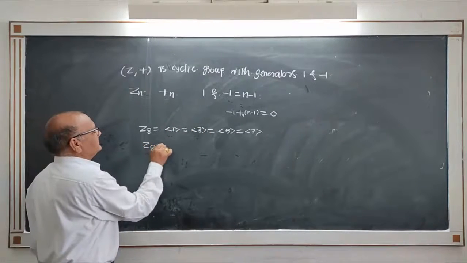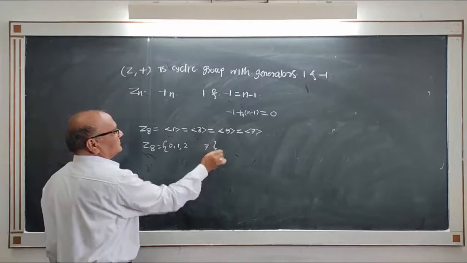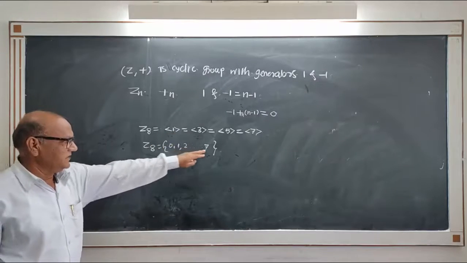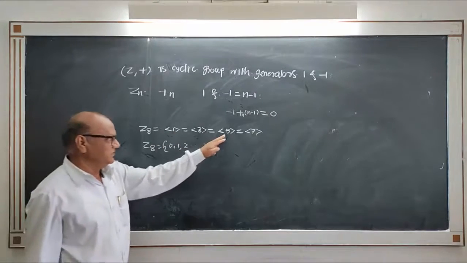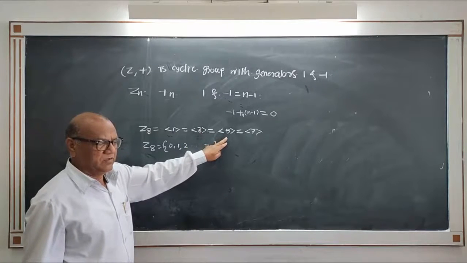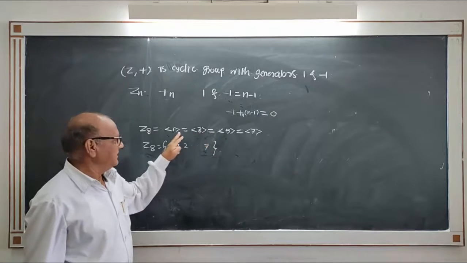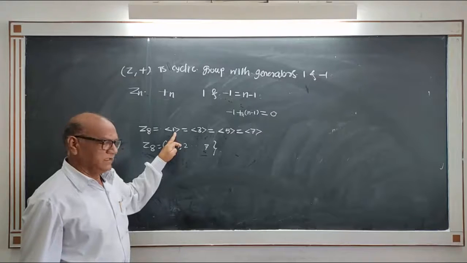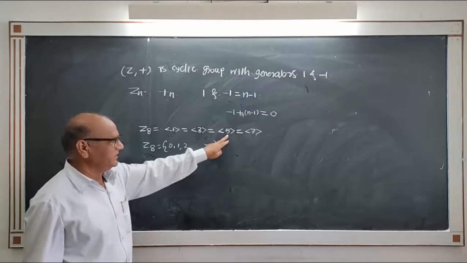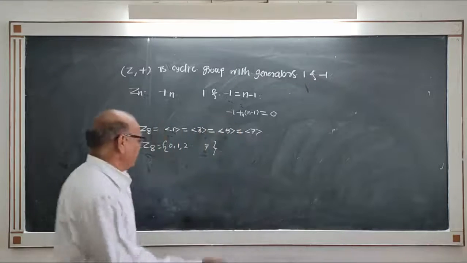Now Z8 contains 0, 1, 2, up to 7. Generators are those elements, those integers, that are relatively prime to 8 and less than 8. So 1 is relatively prime to 8, 3 is also relatively prime to 8, 5 is also relatively prime, and 7 is also relatively prime to 8.